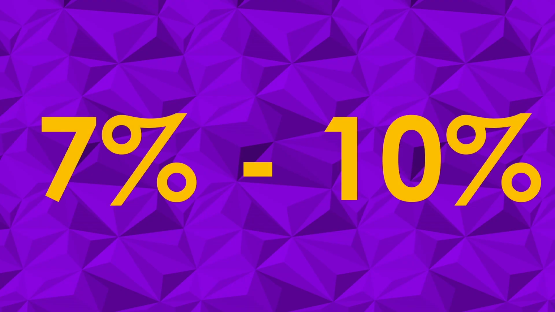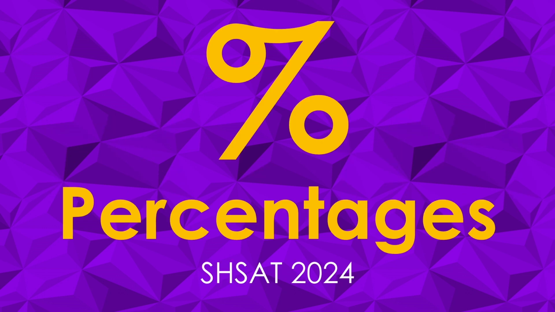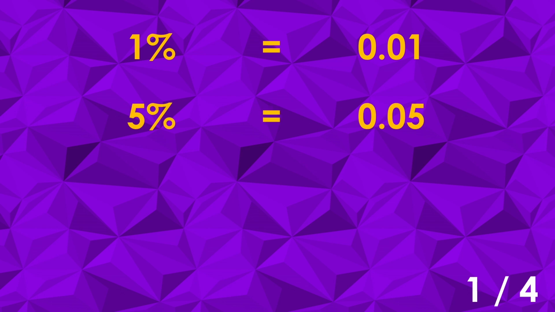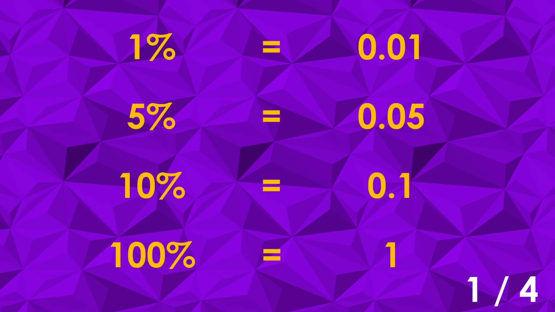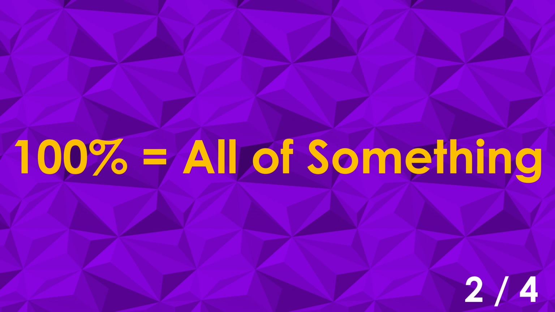7 to 10% of all the problems on the SHSAT are percentage problems, so quite an important topic. There are multiple facts and formulas that I would like to quickly go over before we get to the actual problems. First of all, 1% can be turned into a decimal. 1% is equal to 0.01, 5% is equal to 0.05, 10% is equal to 0.1, and 100% is equal to 1.